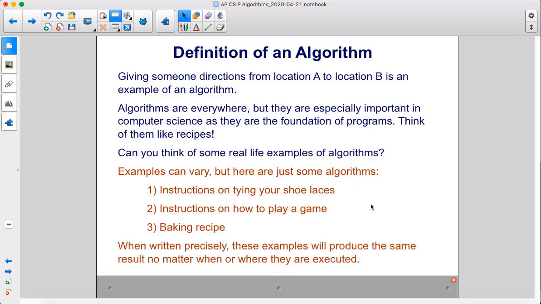Examples can vary, but here are just some algorithms. Instructions on tying your shoelaces, instructions on how to play a game, a baking recipe. When written precisely, these examples will produce the same result no matter when or where they are executed.